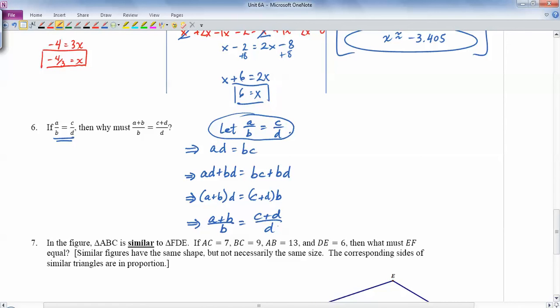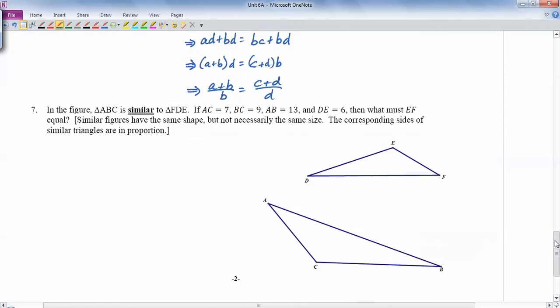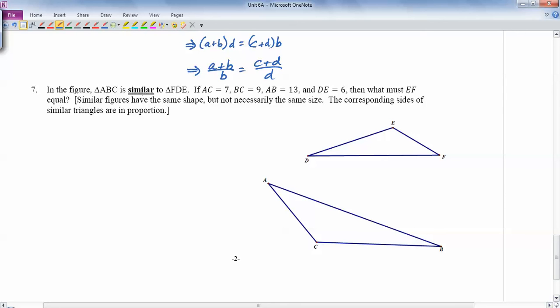All right. Okay, let's take a look at the last one. Number 7. ABC is similar to FDE. Now, you might remember from last semester, congruent, the symbol for it is equals with a squiggle. Similar is just the squiggle. Okay? So if I put that right there, that means they're similar to each other.